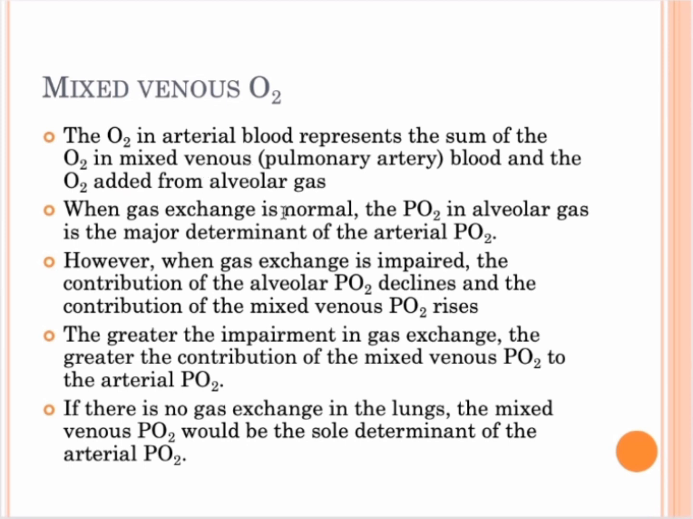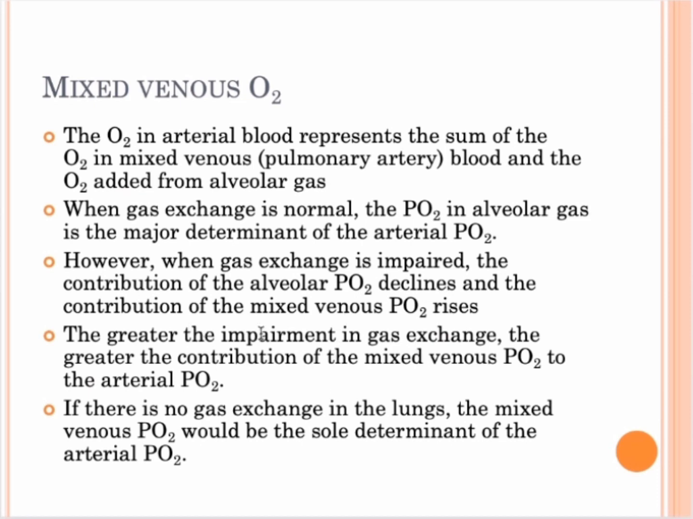When gas exchange is normal, the PO2 in the alveolar gas is the major determinant of the arterial PO2. However, when gas exchange is impaired and the contribution of alveolar PO2 declines, the contribution of mixed venous oxygenation actually rises.